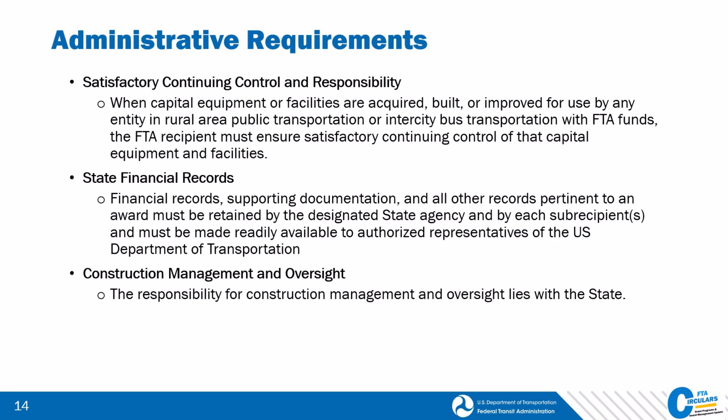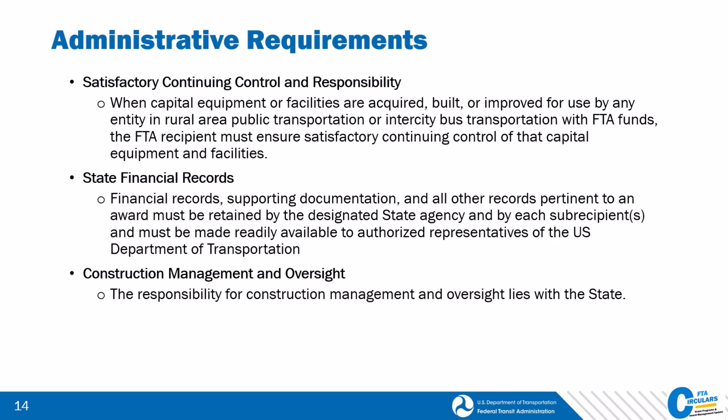When capital equipment or facilities are acquired, built, or improved for use by any entity in a rural area public transportation or intercity bus transportation with FTA funds, provisions must be made to ensure satisfactory continuing control of that capital equipment and facilities. While the state agency serving as the FTA recipient may delegate these responsibilities to another entity, the state is ultimately responsible for compliance with this requirement.